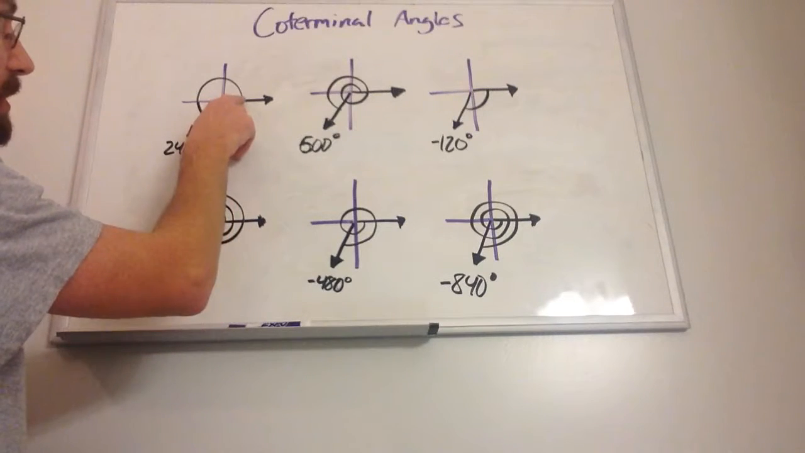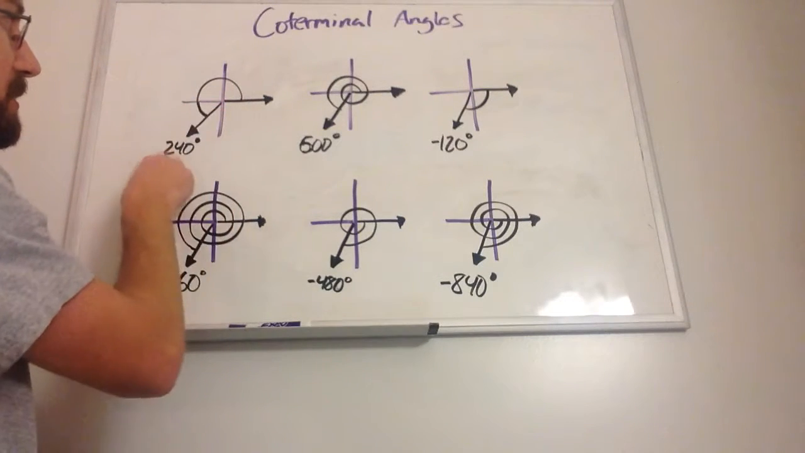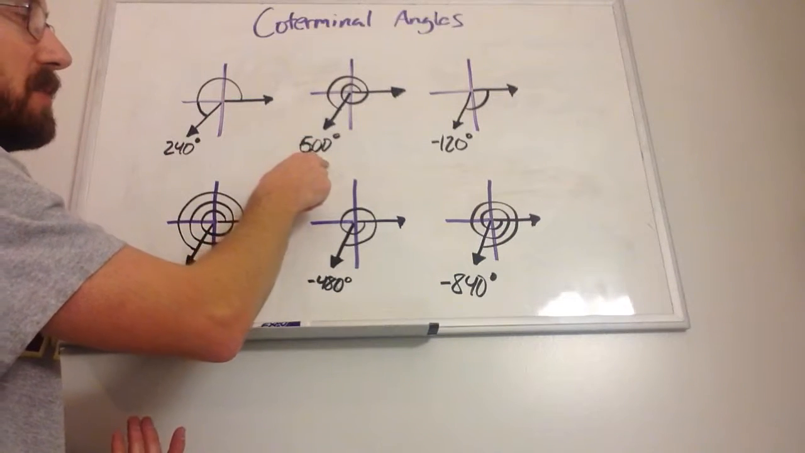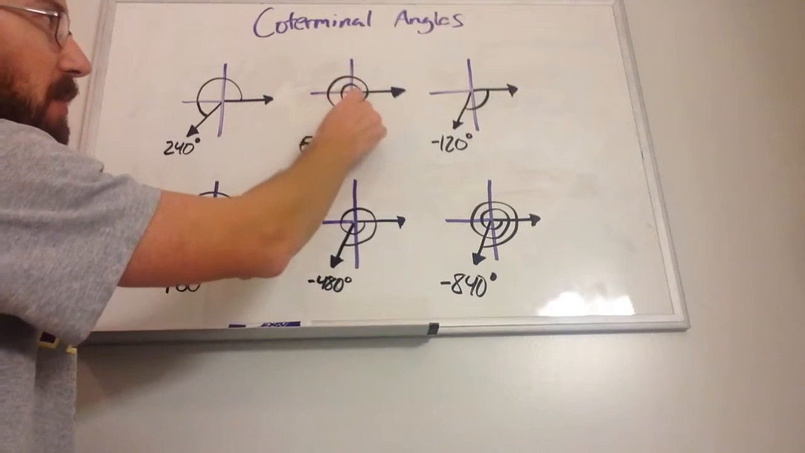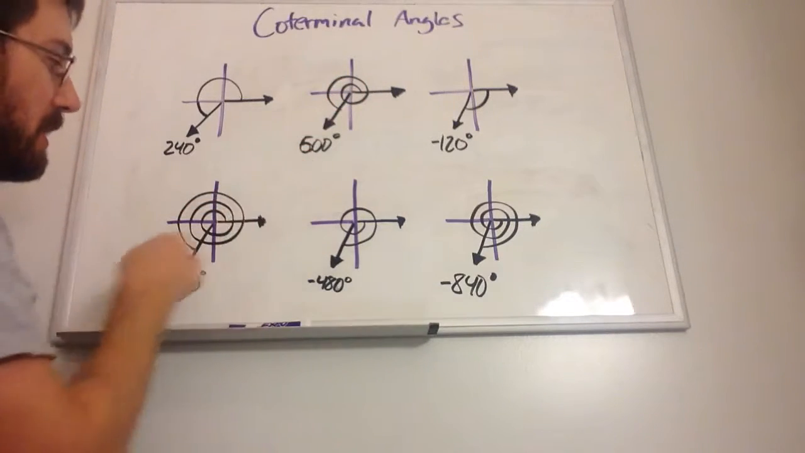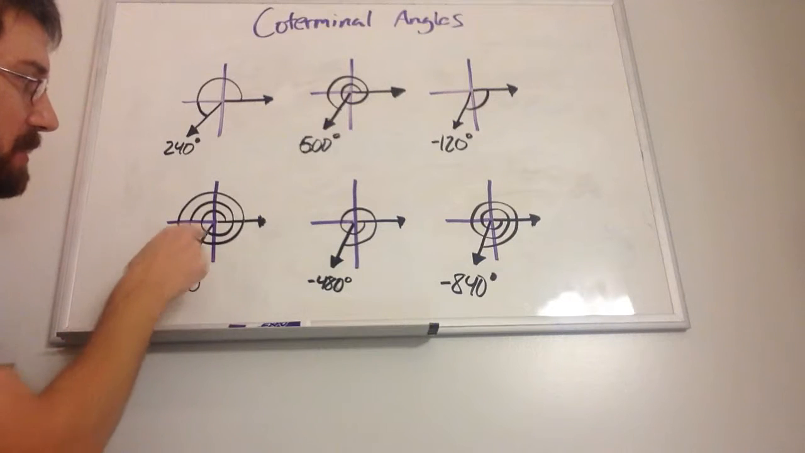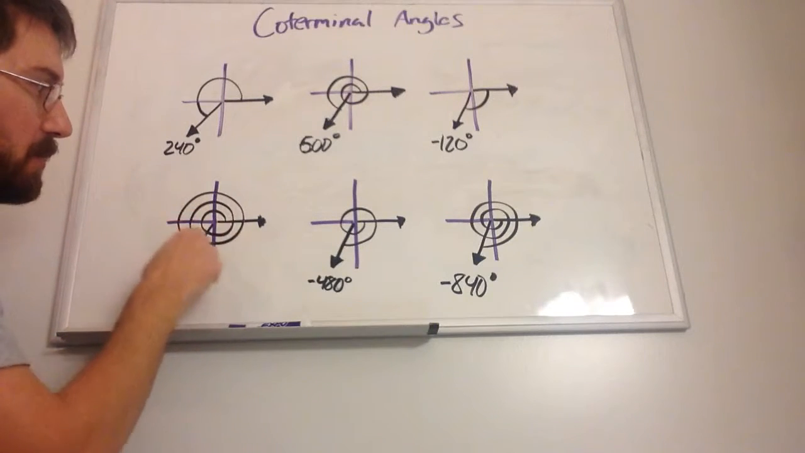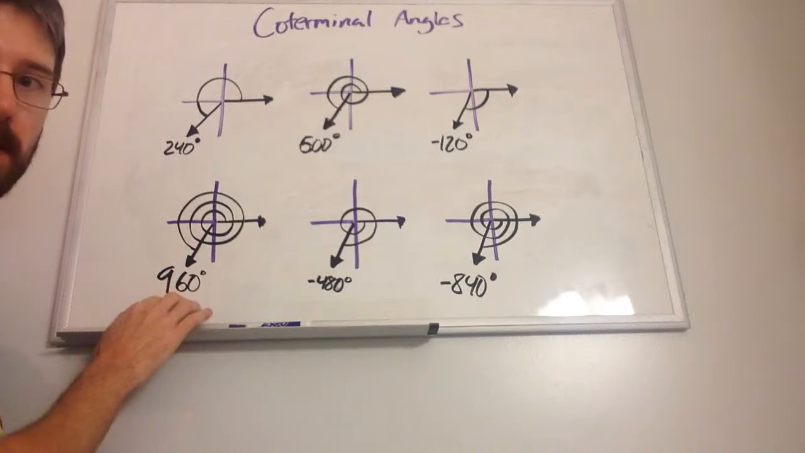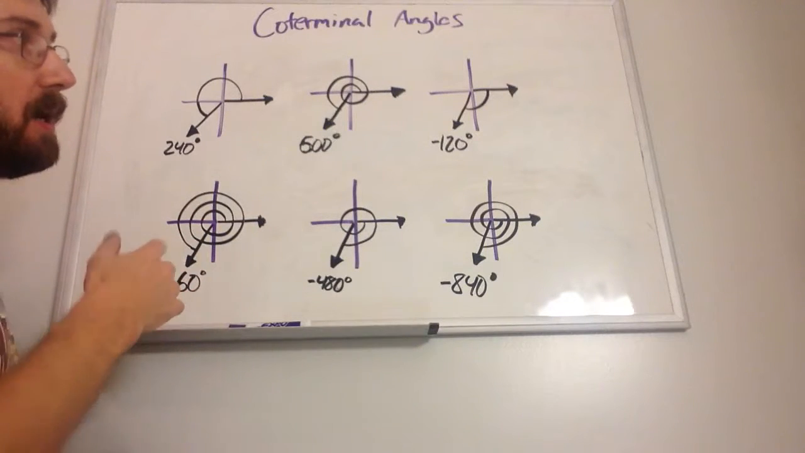So our original one here, 240 degrees in a positive direction, ends right here. Well, it's really the same as this 600-degree angle, which went around a full time plus another 240 degrees. And same thing with this 960-degree angle. It goes around 2 full times and then an additional 240 degrees to end right here in the same position.